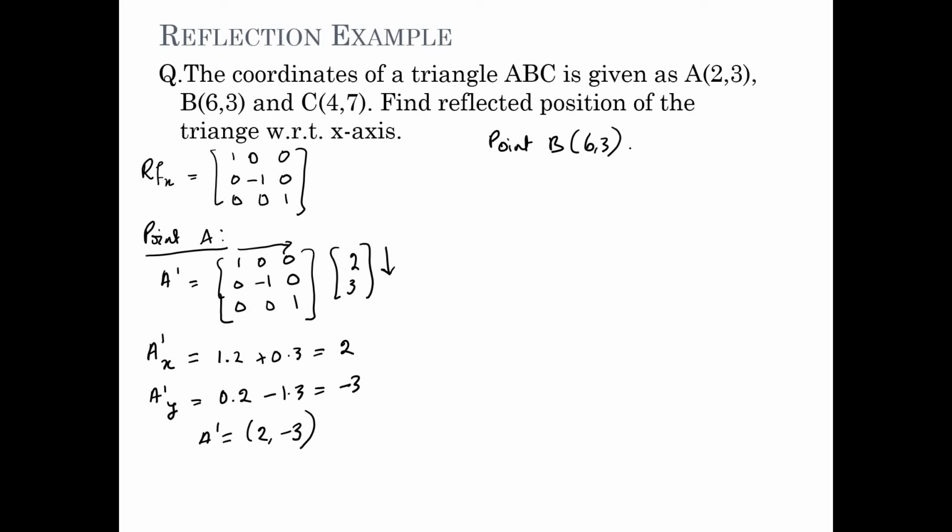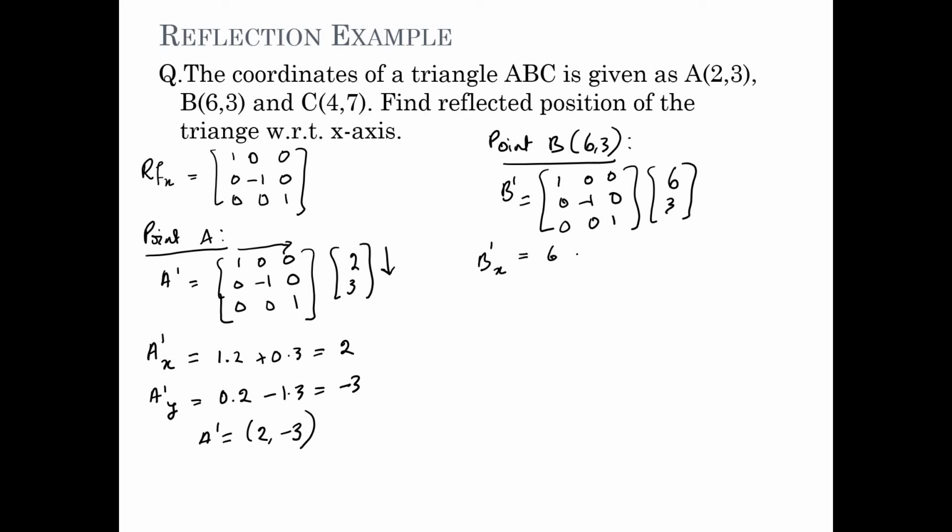All right, so likewise we will consider point B, which is 6 comma 3. Now we know that B dash is equal to the same matrix, 1 0 0, 0 minus 1 0, 0 0 1, multiplied by 6, 3. B dash along the x-axis is given as 6 plus 0 into 3, which is 6. B dash along the y-axis is given as 0 into 6 minus 1 into 3, which is minus 3. So the reflection B dash will be 6 comma minus 3.